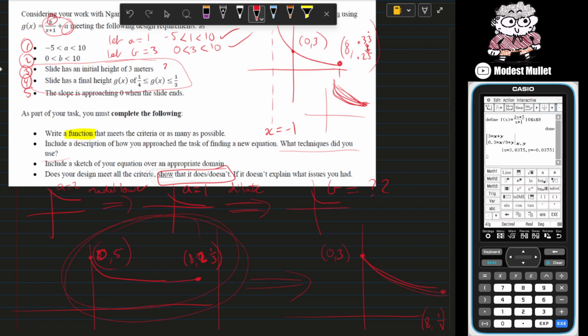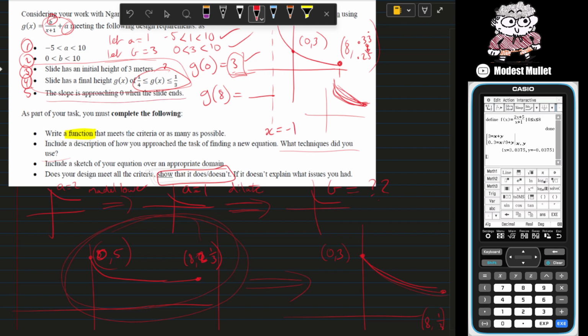Slide has an initial height of 3 meters. Well, your function's called g of x. Do g of 0, and that should equal 3. Show that the maths actually gives 3. So do a substitution, substituting 0. And from there, slide has a final height, g of x between 1/4 and 1/3. Well, g of 8, put that in and show that it's in this range.